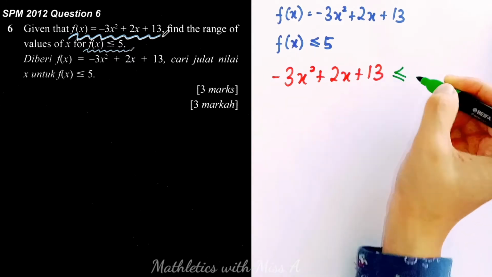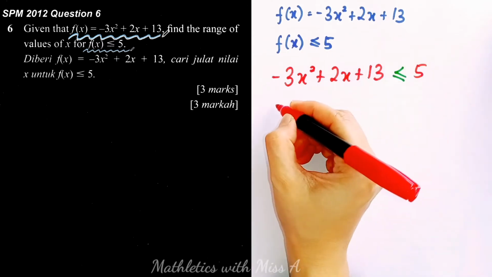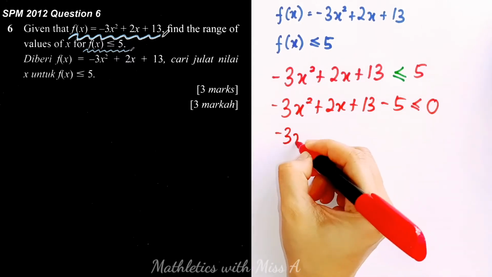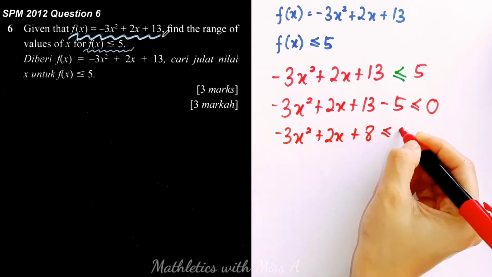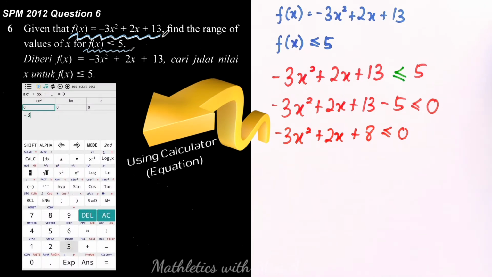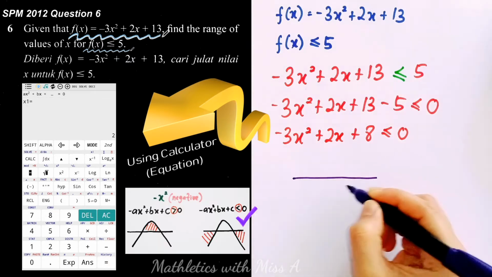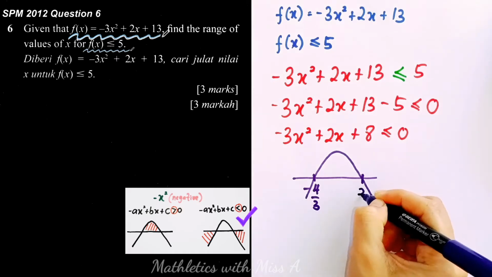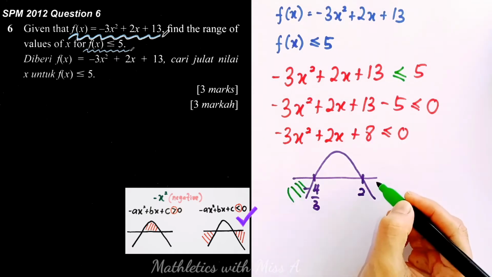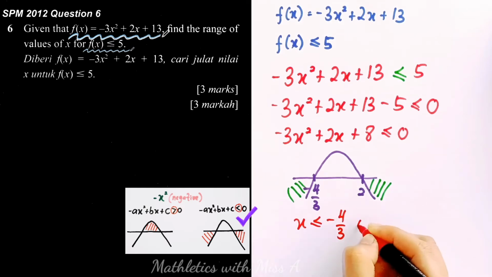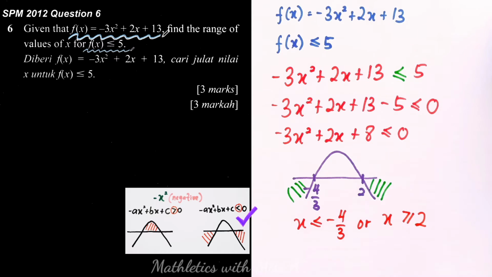So combine the two equations. And then rearrange to find the value of x by using calculator. Insert the value of a, b, and c. So the value of x equals to 2 or negative 4/3. Because a is negative value, so it shows the sad face graph. So x equals or less than negative 4/3 or x equals or greater than 2.